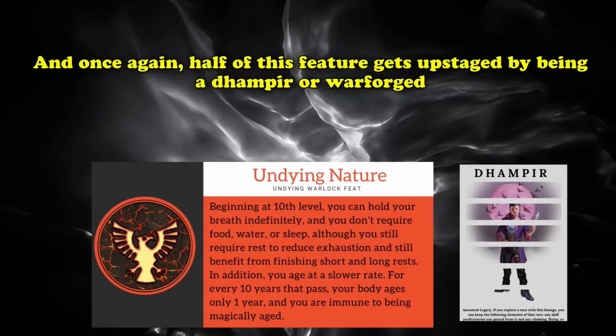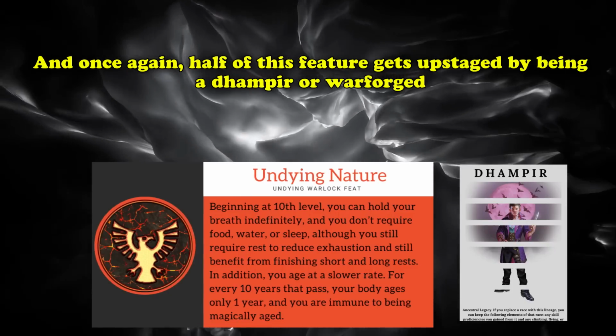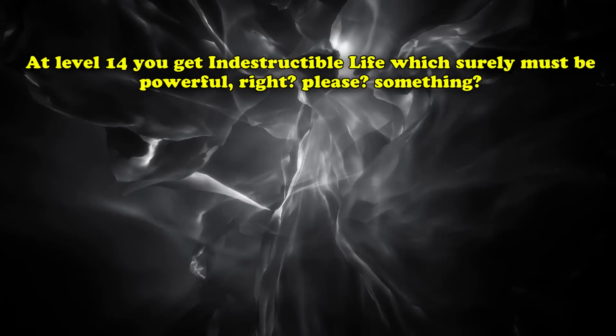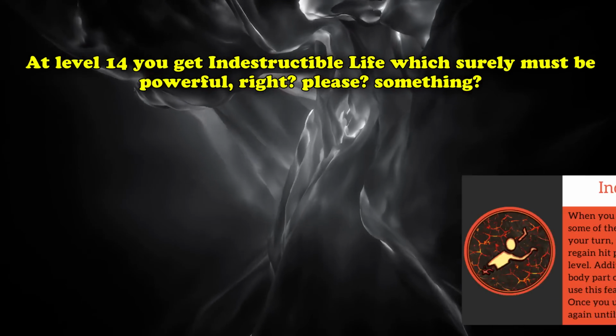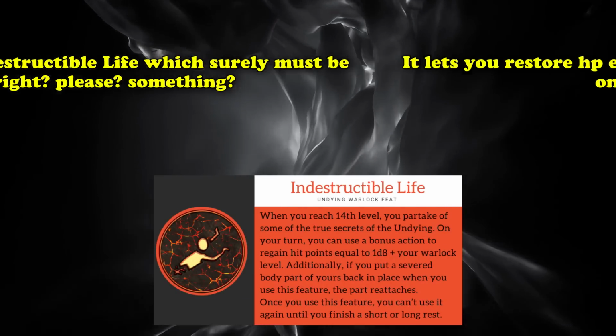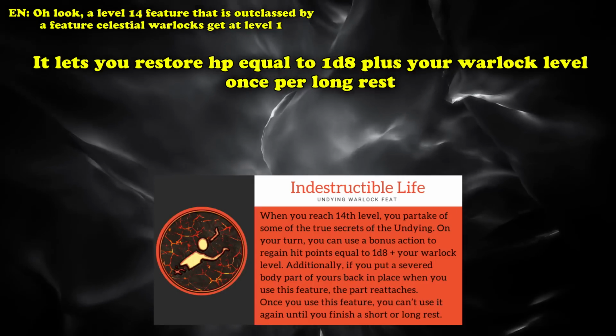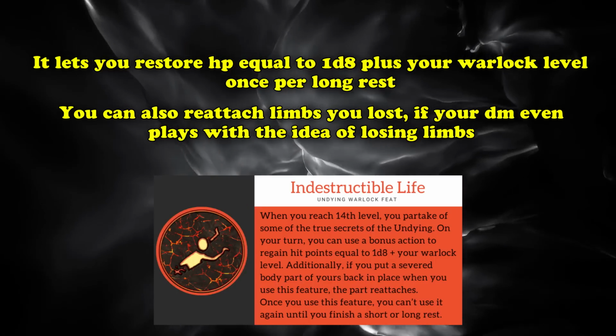And if you're a Dhampir or another race that could forego eating, sleeping, and breathing, then half of this feature is effectively useless to you. And at 14th level, you get the incredible Indestructible Life feature, which lets you restore hit points equal to 1d8 plus your Warlock level once per long or short rest, as well as reattach severed limbs you might have lost.